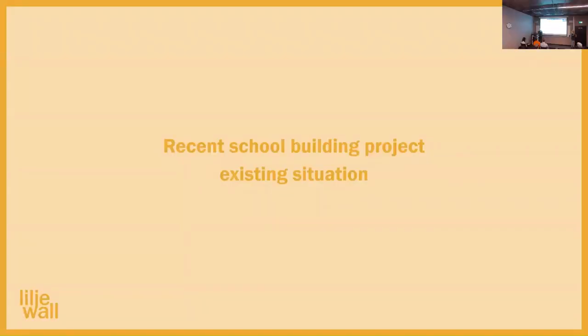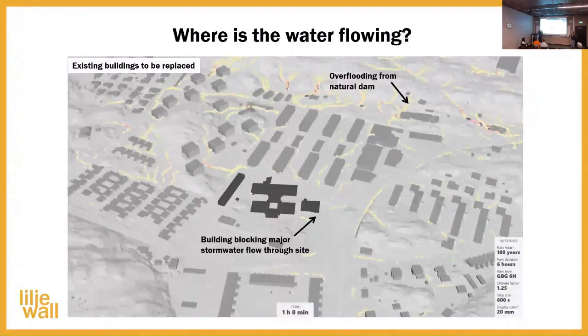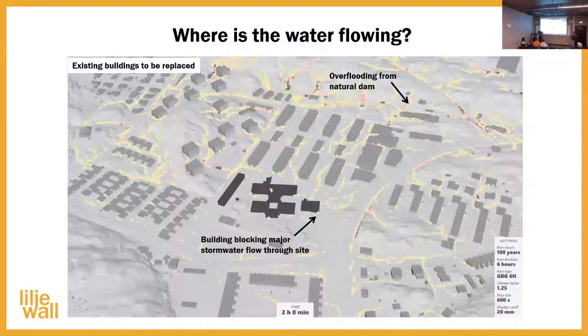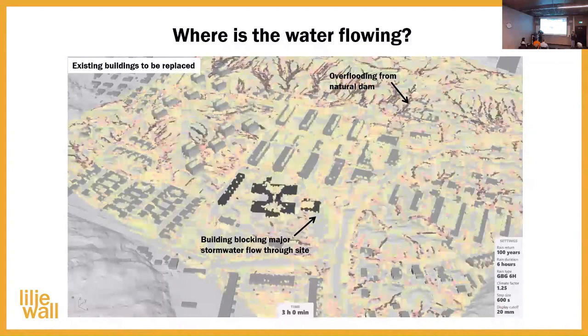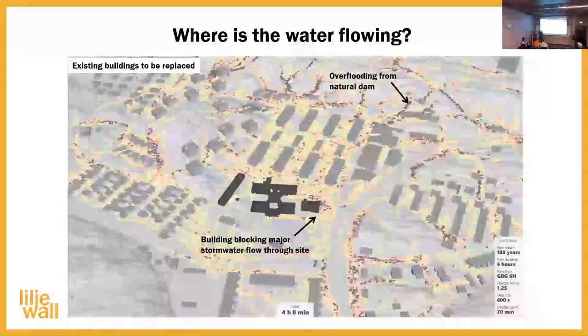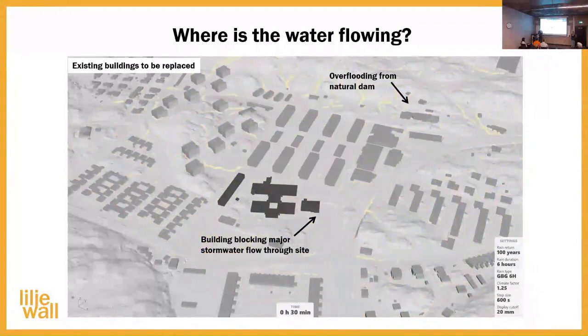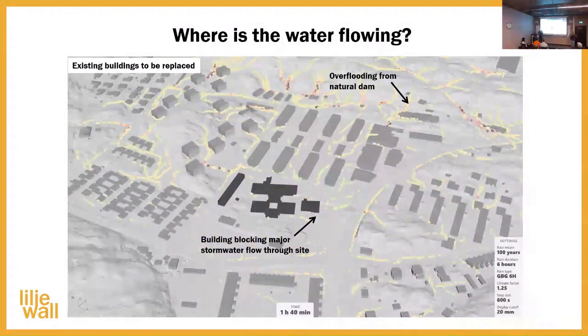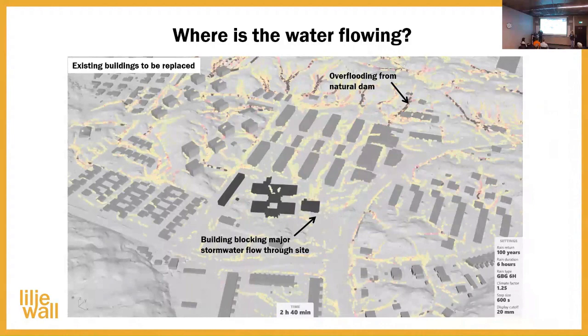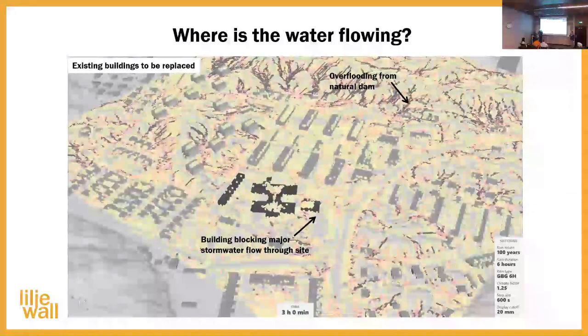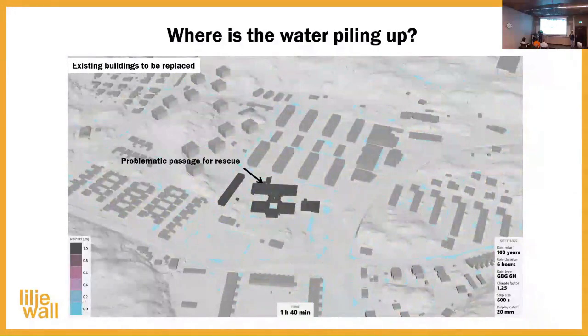Now I'm going to show a recent project, which is a school. And then we really wanted to see what happens in the moment when the stormwater downfall comes. Now it has come, and we could see that there actually is some dam which is causing some overflooding in the site. We could see one of the existing buildings is blocking the major flow to the site. Then we could also look where the water is piling up on the site.